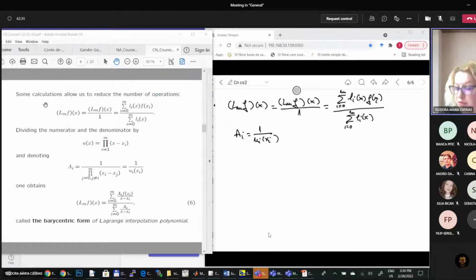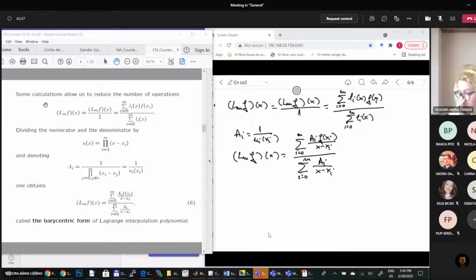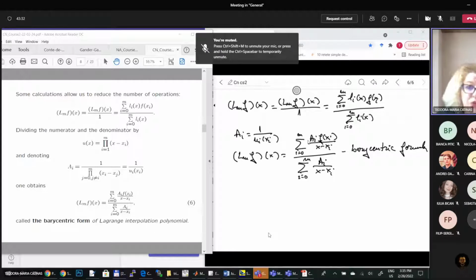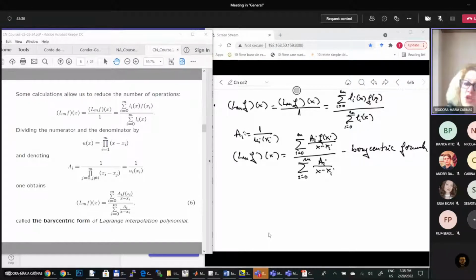And the form that is obtained will be the sum of a_i f of x_i over x minus x_i, divided by the sum of a_i over x minus x_i. This formula is equivalent to the previous one, but halves the number of operations. This is called the barycentric formula. And this will be the one that you will use for the algorithms for finding the Lagrange polynomial. So you have to obtain a_i for each i.